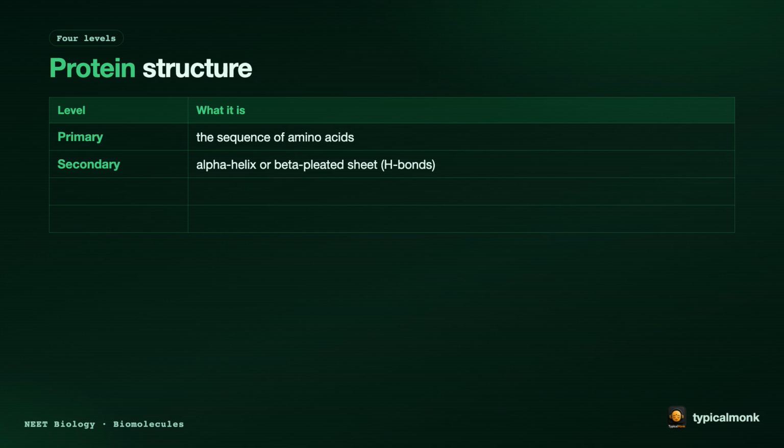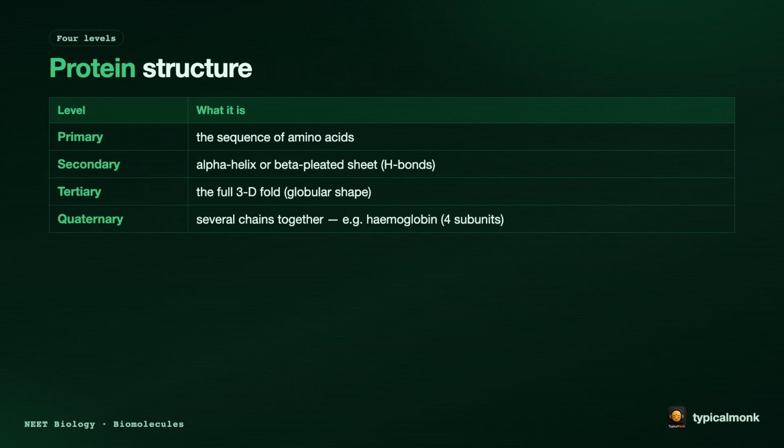Now the structure of a protein, 4 levels. Look at this table. Primary, the sequence of amino acids. Secondary, an alpha helix or a beta-pleated sheet formed by hydrogen bonds. Tertiary, the full 3-dimensional fold. That is the globular shape. Quaternary, several chains together, like hemoglobin, which has 4 subunits.